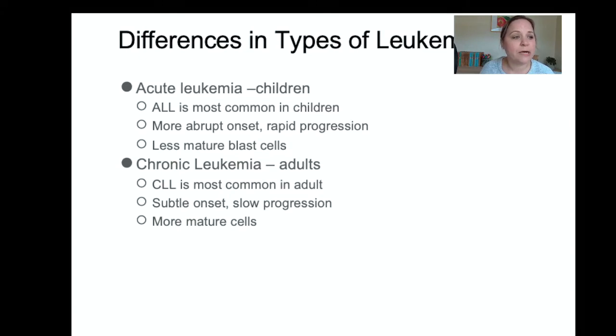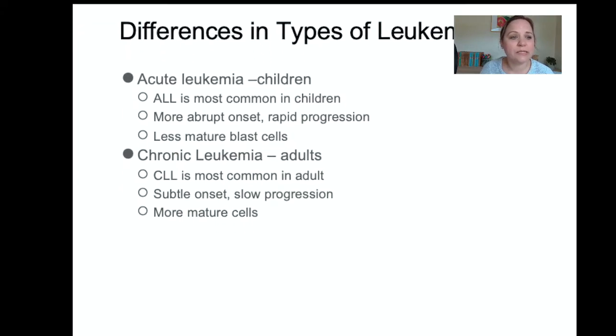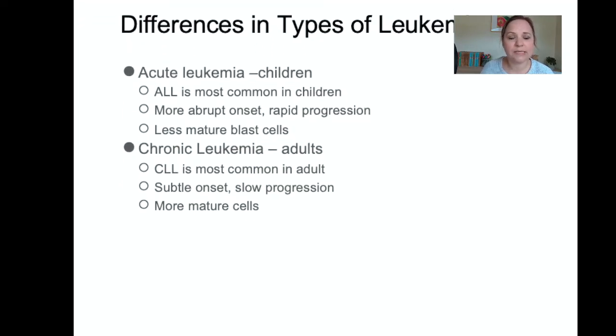Now, you'll see differences in the types of leukemia in different patient populations. Acute leukemia is more common in children, and ALL is the most common type. It has a very abrupt onset and a rapid progression, and it includes less mature blast cells.